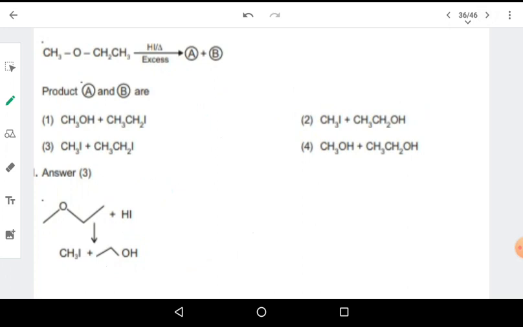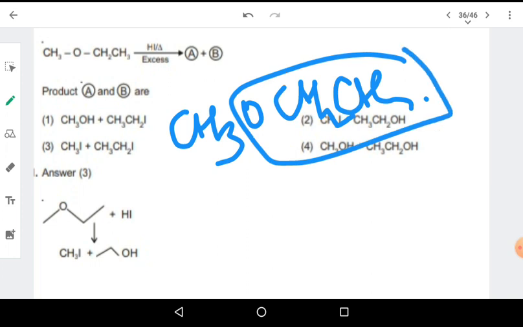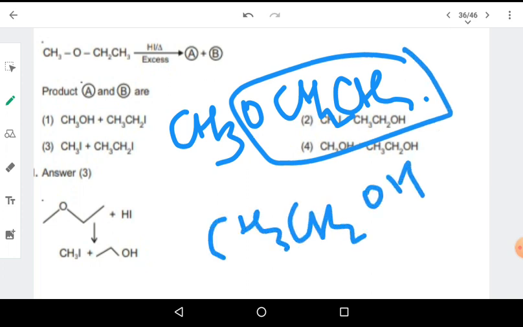Next, this is an important question. Usually what happens is that everyone will do it like this. This group is going to go with H, so they will form CH3CH2OH plus CH3I. This is the first product. Everyone will get up to that, and they will stop with option number 2 because option number 2 says CH3I plus CH3CH2OH. They have given that HI is taken in excess.